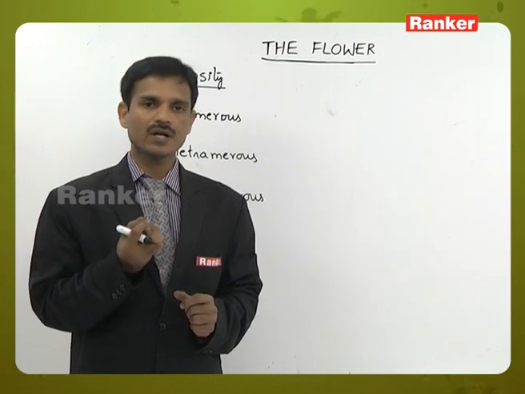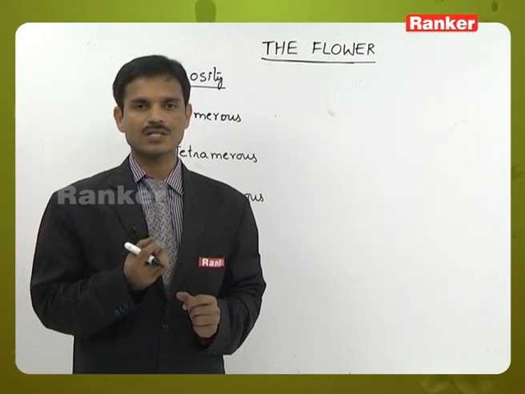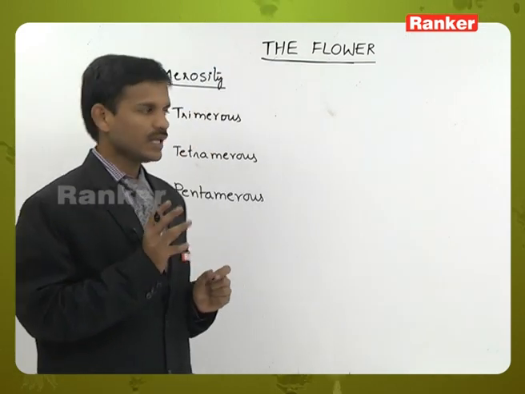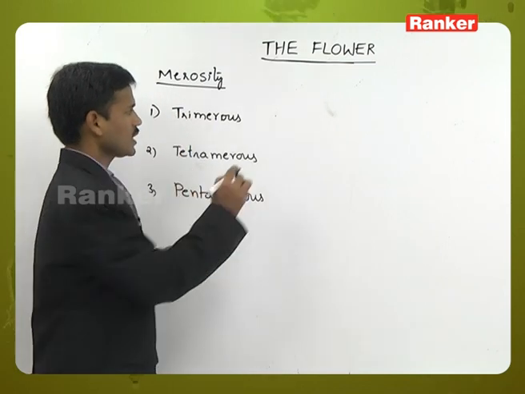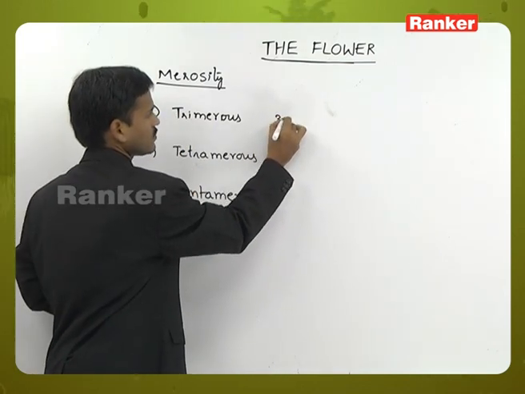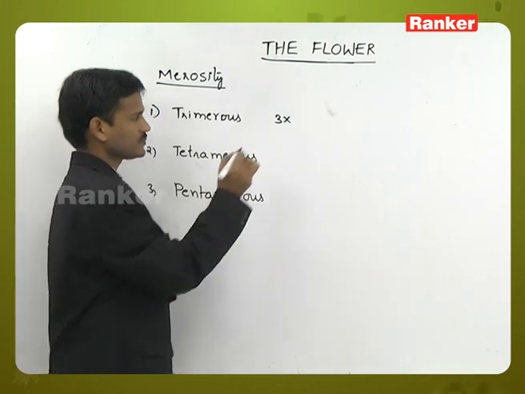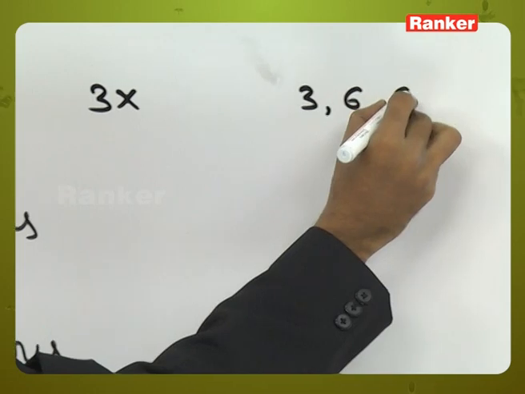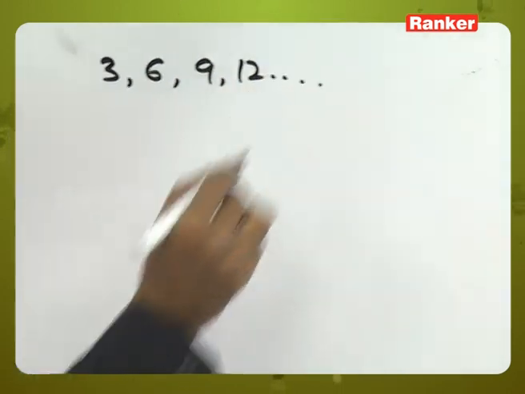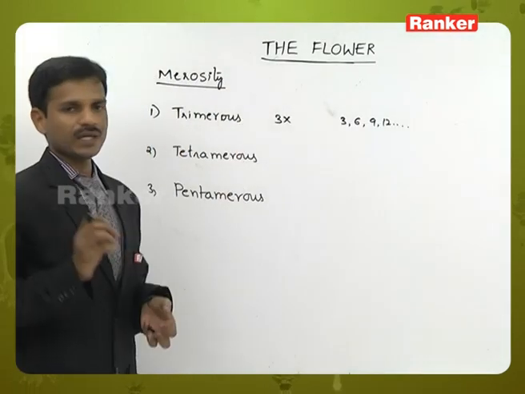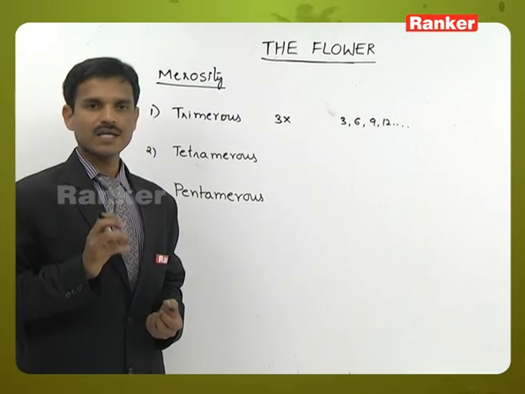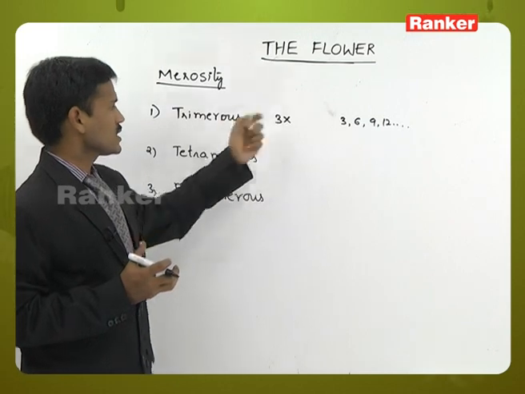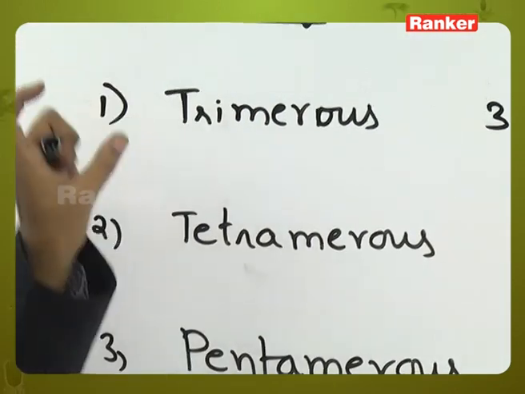node. Here one type of floral parts are arranged: calyx, corolla, androecium, gynoecium. So in each whorl here, the floral parts are multiples of 3, sometimes 3, 6, 9, 12, like this. In each whorl, multiples of 3 floral parts are present. So that type of flower is called a trimerous flower.